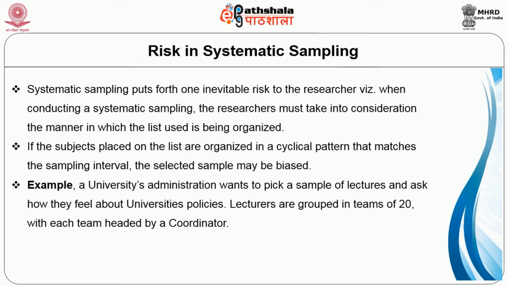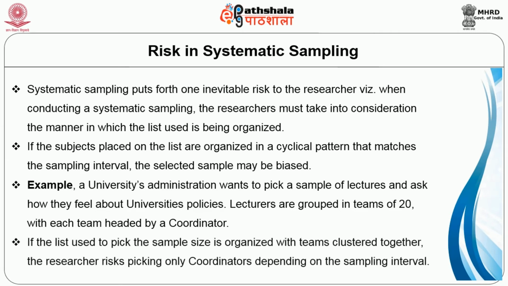For example, a university's administration wants to pick a sample of lecturers and ask how they feel about the university's policies. Lecturers are grouped in teams of 20, with each team headed by a coordinator. If the list used to pick the sample is organized with the teams clustered together, the researcher risks picking only coordinators or no coordinators at all, depending on the sampling interval. Hence, proper care and consideration has to be given while using systematic sampling as the method of sampling in the study.